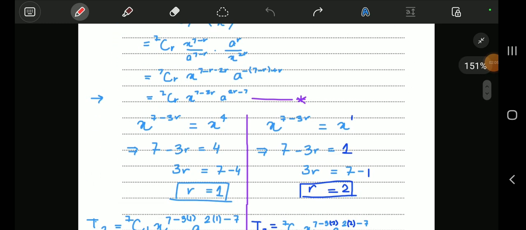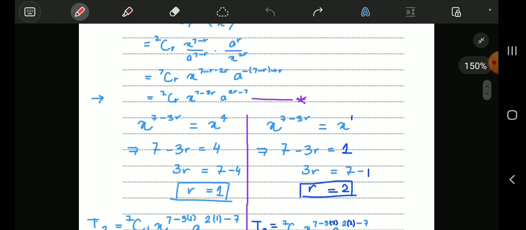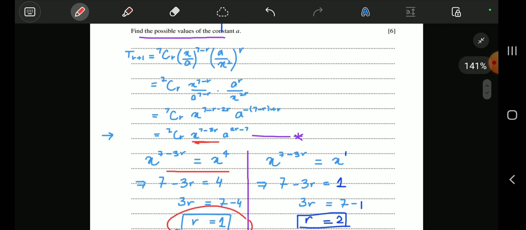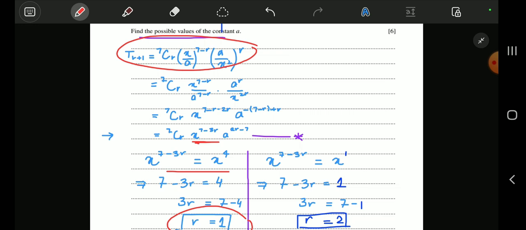So now we are going to find the x power 4 coefficient and the x power 1 coefficient. We are going to equate this x power to x^4 first and find out the value of r. This is what we need. In all this formula, what is not known is r. Otherwise we could have found the required term.